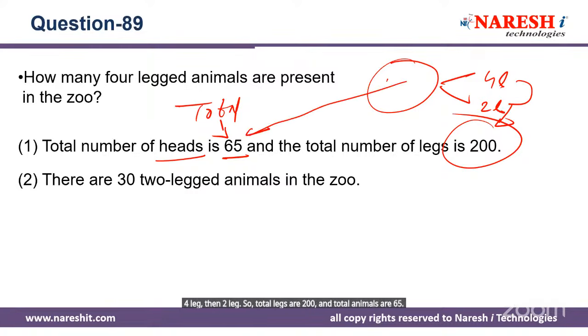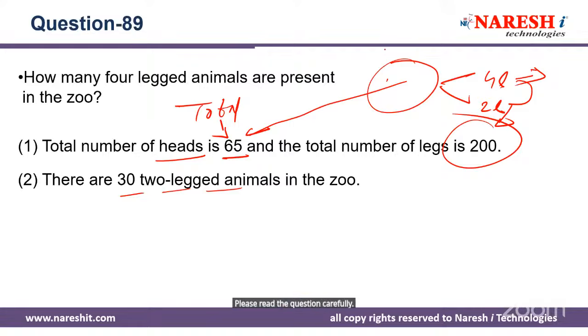Can you find how many four-legged animals with this first statement? The second statement tells you that there are 30 two-legged animals in the zoo. Can you find it using the second statement, or the first statement, or any one of the statements, or using both the statements? Please read the question carefully.